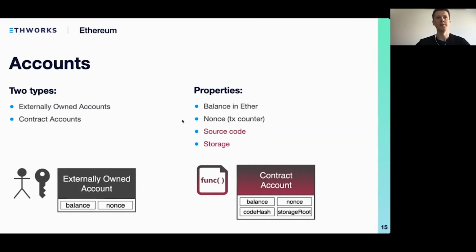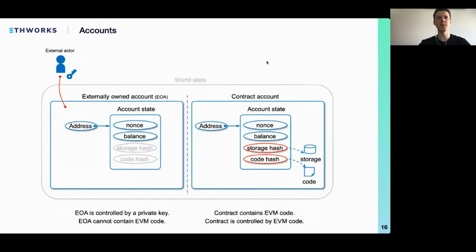A contract account also has the source code that controls it and a storage that you can write data to. So again, the same thing on a different slide. You can see two types of accounts. Only externally owned accounts are controlled by people or machines that hold private keys to them.